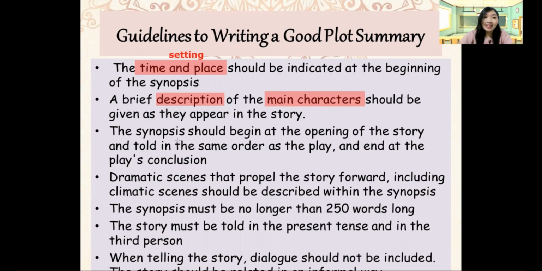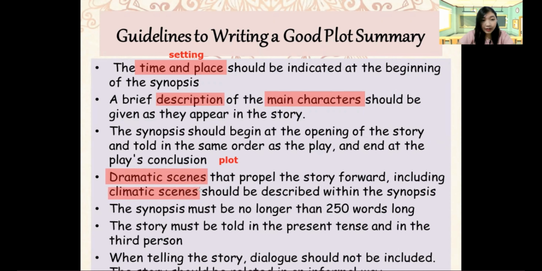Now, the third guideline is that the synopsis should begin at the opening of the story and be told in the same order as the play and end at the play's conclusion. That means we should follow the plot, or what happens first, next, and last. The fourth guideline is that the dramatic scenes that propel the story forward, including climactic scenes, should be described within the synopsis. Take note of the words dramatic scenes as well as climactic scenes of the story.